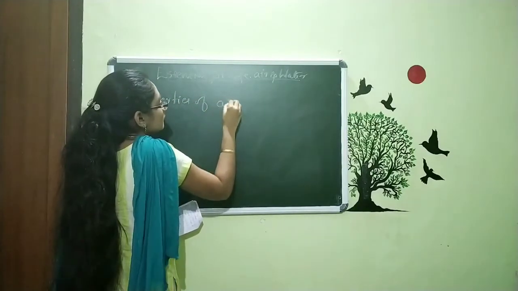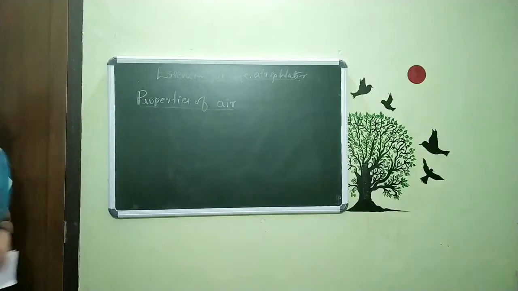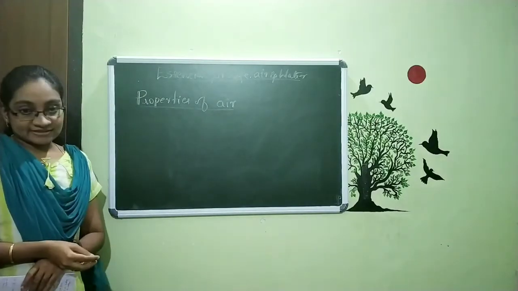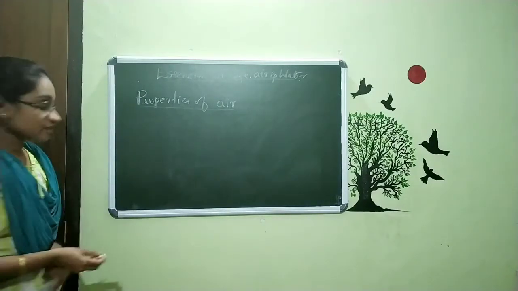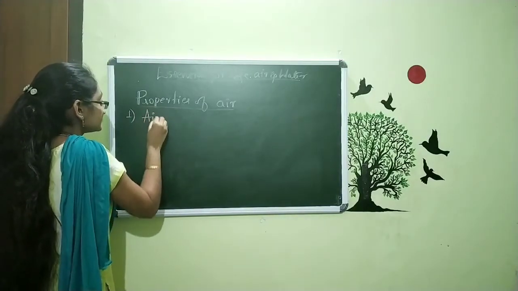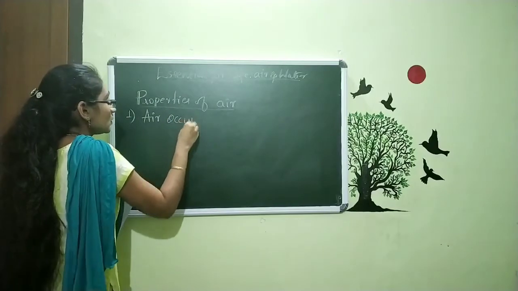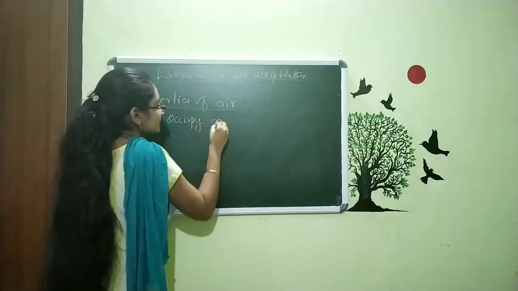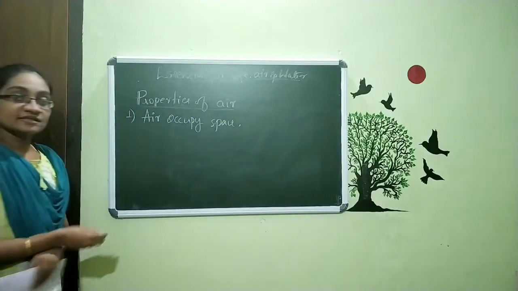Properties of air. The first property we already discussed. Which was the first property? The first property is this: air occupies space. That means air needs space.